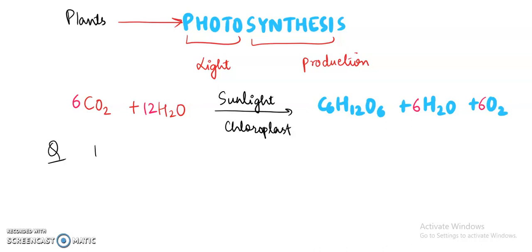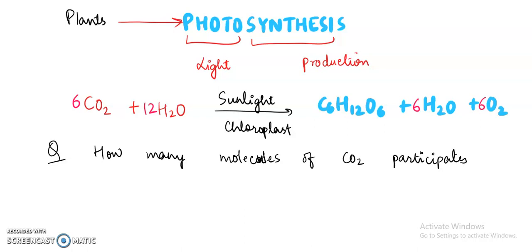A question may come as how many molecules of carbon dioxide participate in photosynthesis. So the answer would be 6. How? See here, we have just written 6 prior to CO2. It means 6 molecules of CO2 are combining. So that's why the answer will be 6.